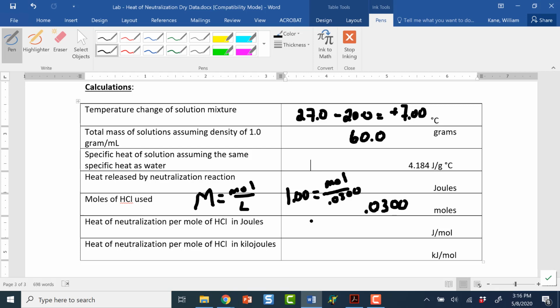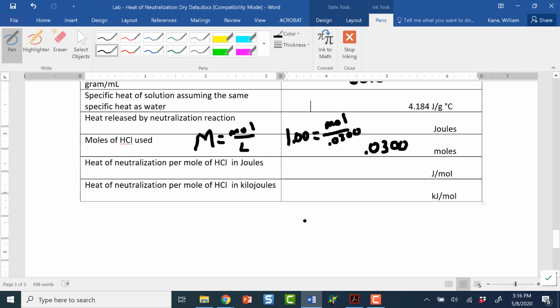Next, heat of neutralization per mole of HCl in joules. So I need to calculate what the heat of neutralization was. Heat is energy, right? And notice the units are joules per mole. Oops, I skipped over something here, didn't I? I didn't do heat released by the neutralization reaction, so let me do that first.